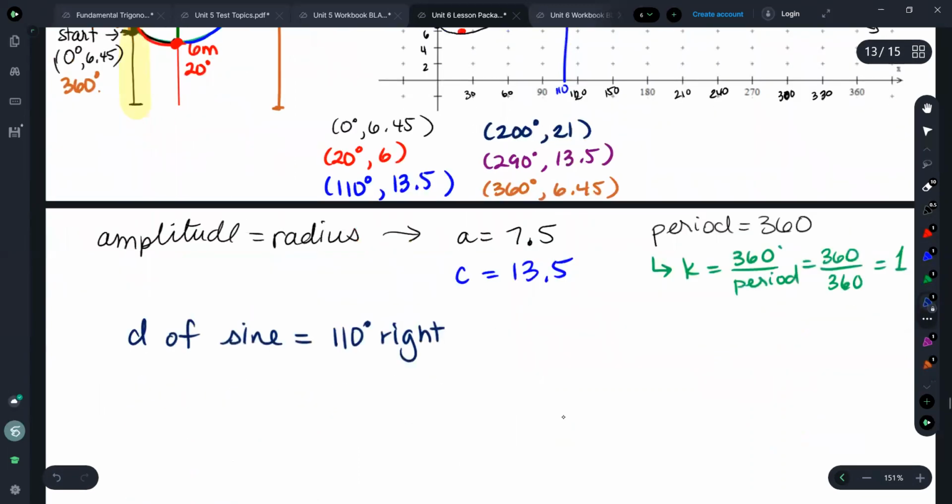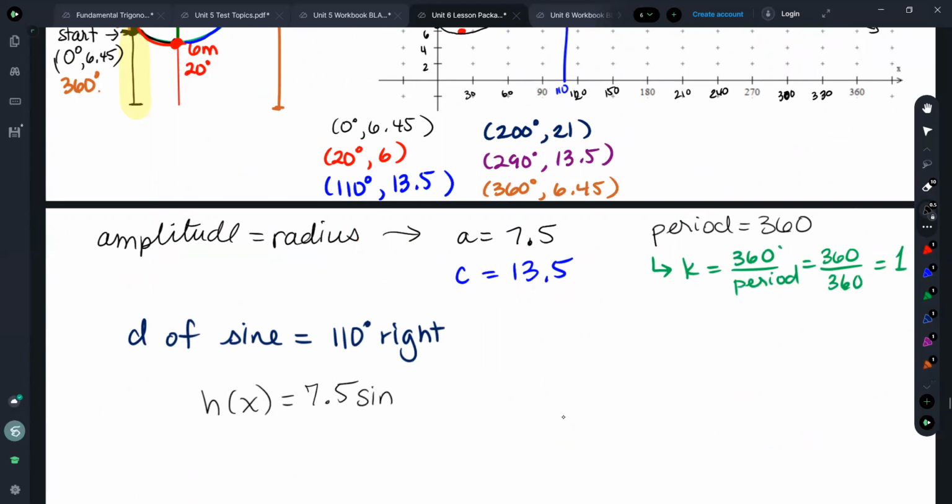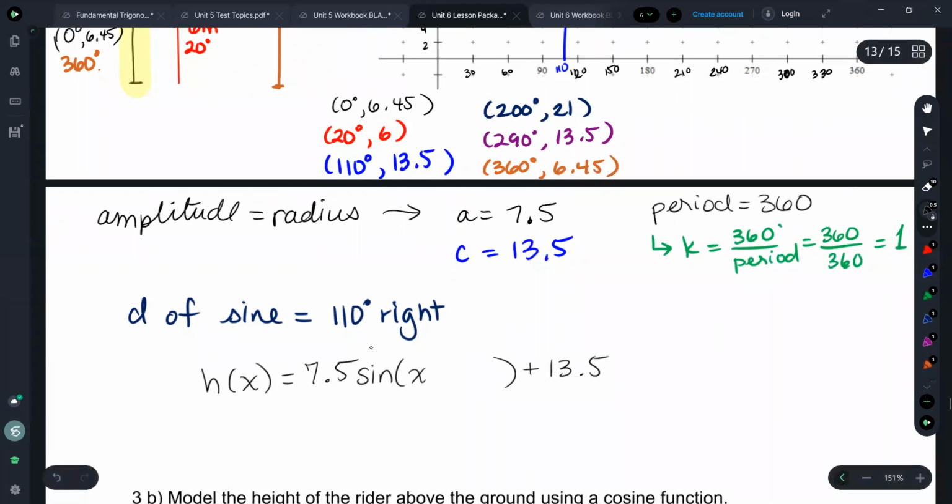Okay, so what's the equation? Let's call it H of X, height at some rotation of X. What should my equation look like? Let's put it all together. You're missing the shift though. What about that 110? Yeah, so we're going to put minus 110.